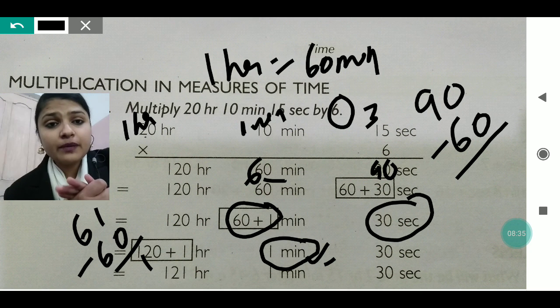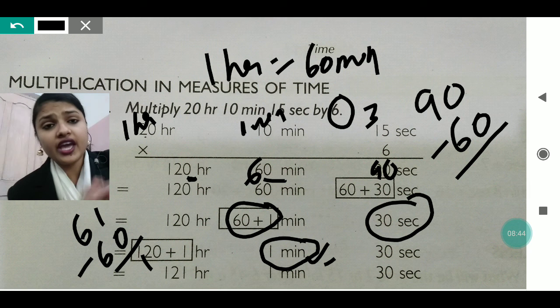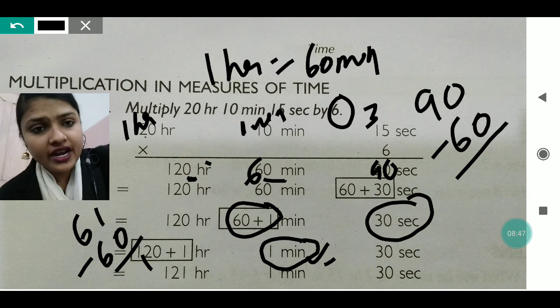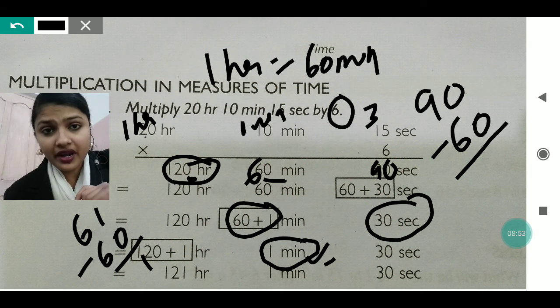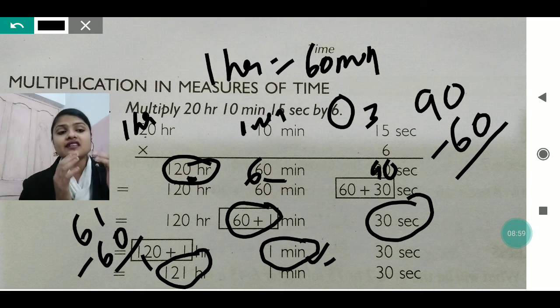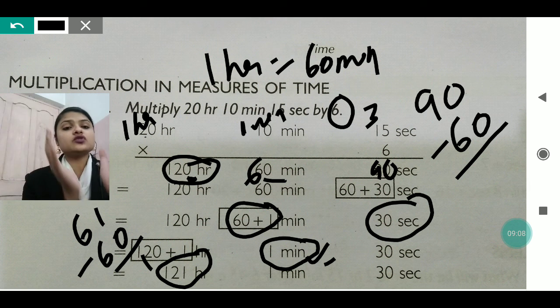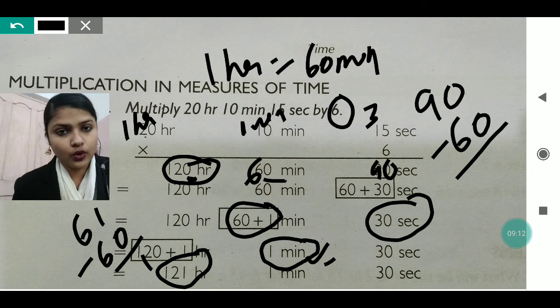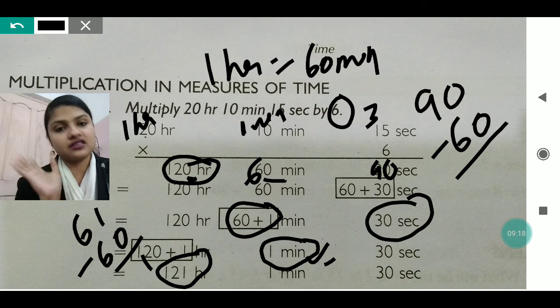Now we have to multiply the last digit. 6 into 0 again gives 0. Now 6 into 2 is 12, so you write 12 here in the hour column, and then 1 hour is left which we have taken from the minutes. That will be added here, and you will get 121 hours. So what is the answer at last? The answer is 121 hours, 1 minute and 30 seconds. So this much process you have to do for the exercise given in your book, and only then will you get the exact correct answer.